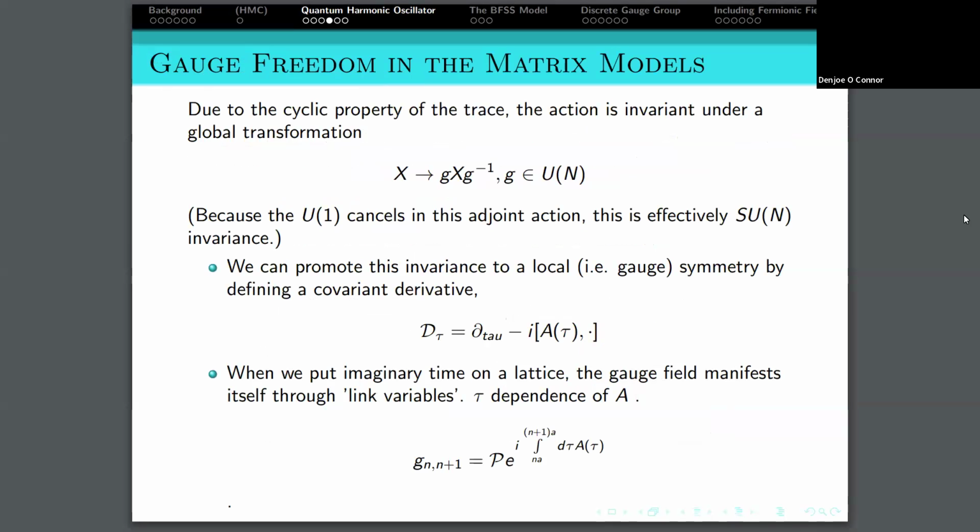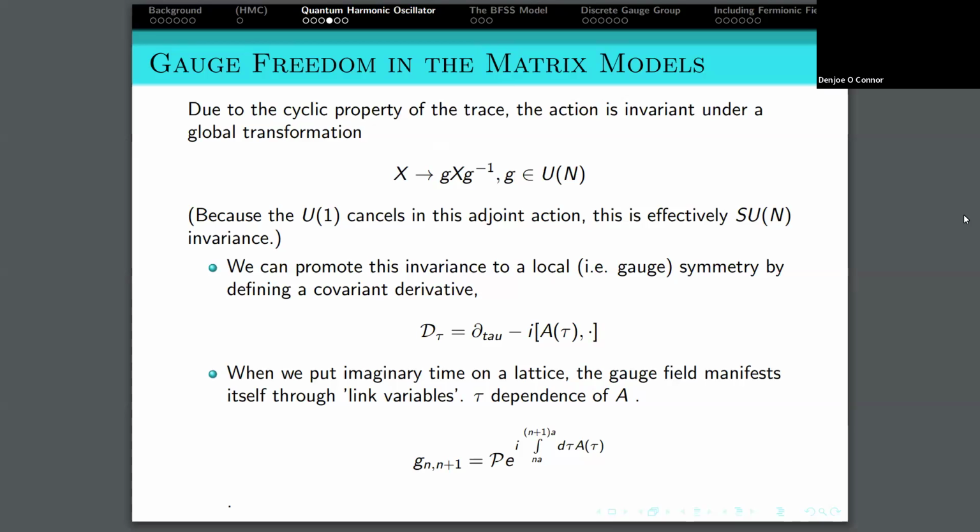So we want to explore gauge freedom in these matrix models. Due to the cyclic property of the trace, the action that we're using is invariant under this global transformation. This G here is, remember, the unitary group. Because the U(1) cancels in the adjoint action, it's effectively an SU(N) invariance. And then we can promote this invariance to a local gauge symmetry by defining this thing called the covariant derivative.